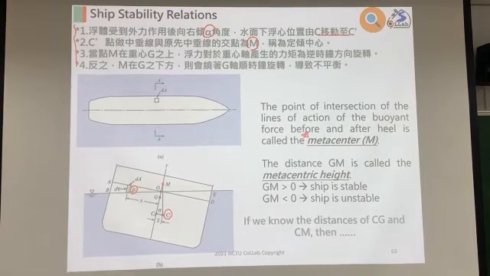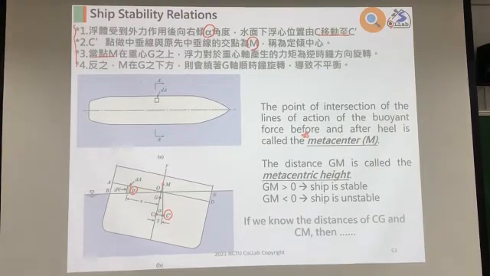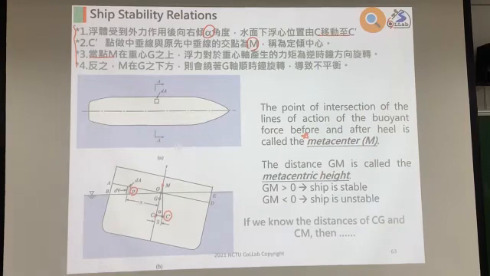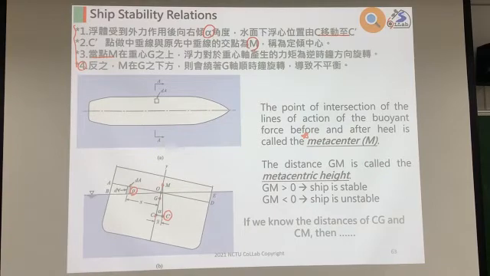Take a look at step 3. If the M point is above the G point, then along the G axis the moment will produce counterclockwise rotation. And in step 4, if you push the M point beneath the G point, then the ship will rotate along the G axis with a clockwise moment, and the ship will be immersed into the water.